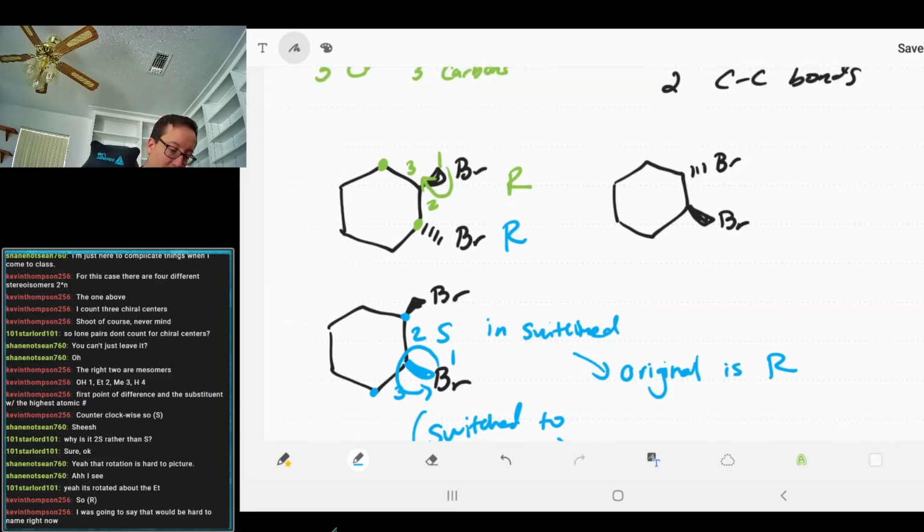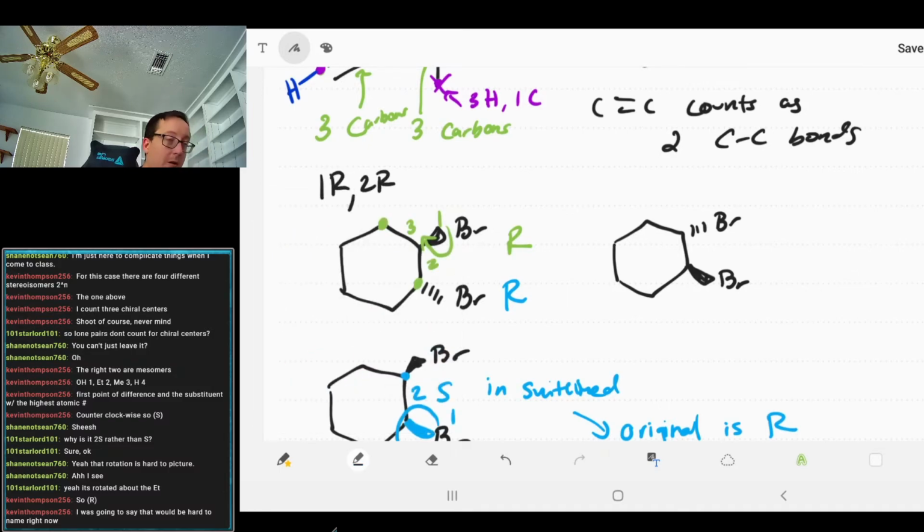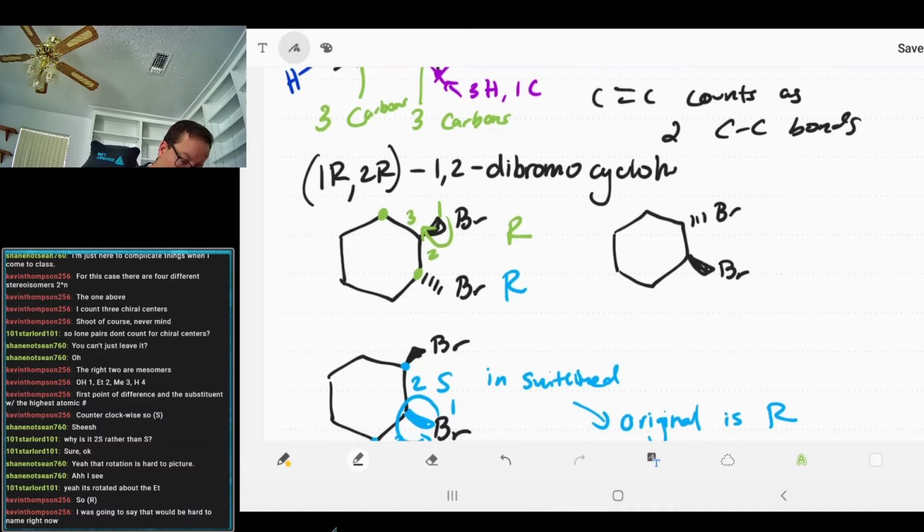So we would call this molecule 1R,2R-dibromocyclohexane. We put these at the front. So we put our locator numbers along with their configurations at the start, in parentheses, before anything else. If we had a methyl group on here, whatever, those don't matter. You'll put your configurations at the very start of it.